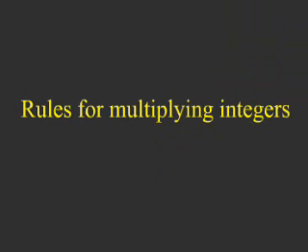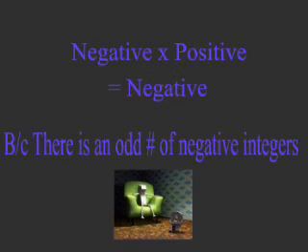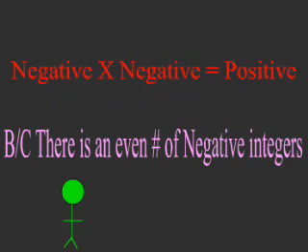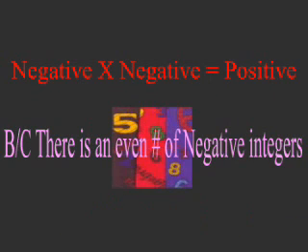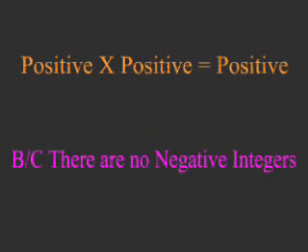Rules for multiplying integers. When multiplying a negative and a positive, the answer is negative because there is an odd number of negative integers. For example, +4 times -2 equals -8. Huzzah! When multiplying a negative times a negative, the answer is positive because there is an even number of negative integers. For example, -3 times -2 is +6. A positive times a positive is a positive because there are no negative integers.